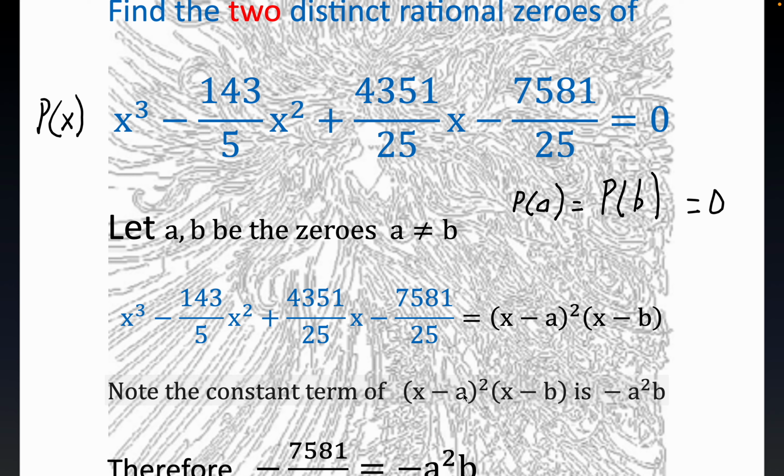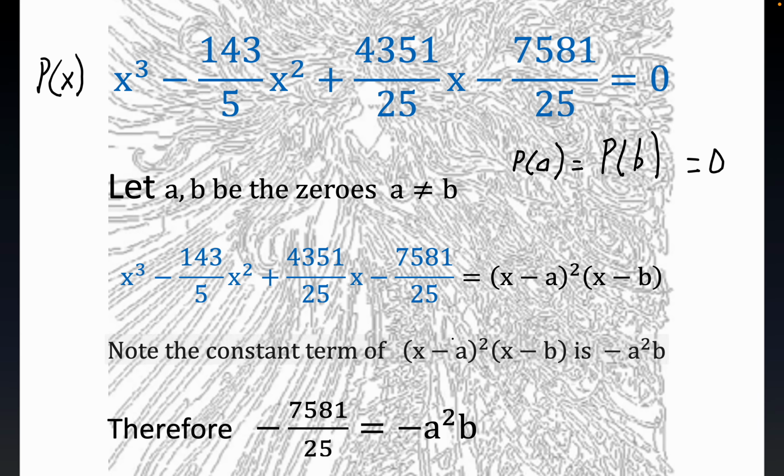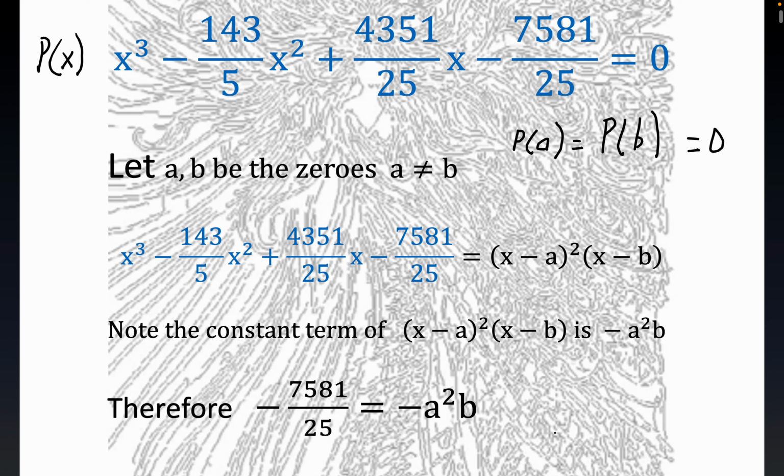We don't have to expand the whole thing out. That's the beauty of this particular problem, I think. Something that you might not think of initially. You might just try to use Vieta's or something, or do the rational zero theorem, something like that. But what we know is that since minus 7581 over 25 is the constant term in the real live equation, and then this is our literal constant term here, minus a squared b, we can equate these two things, all right?